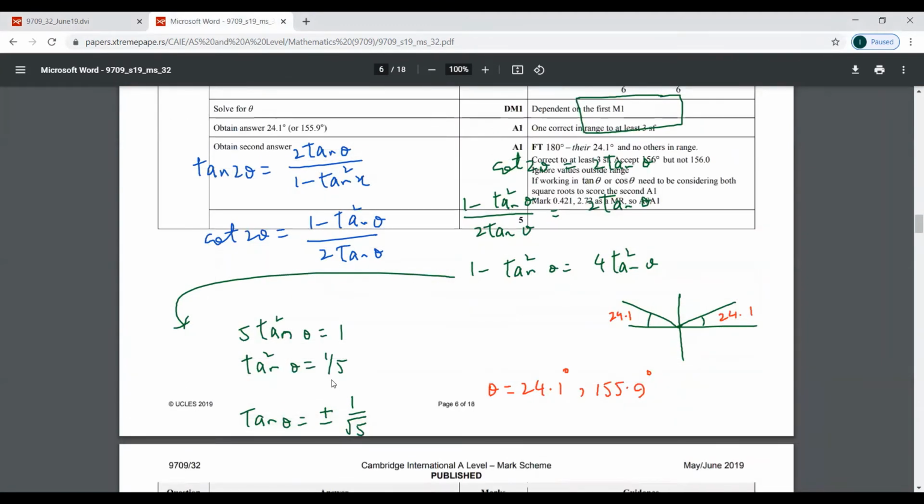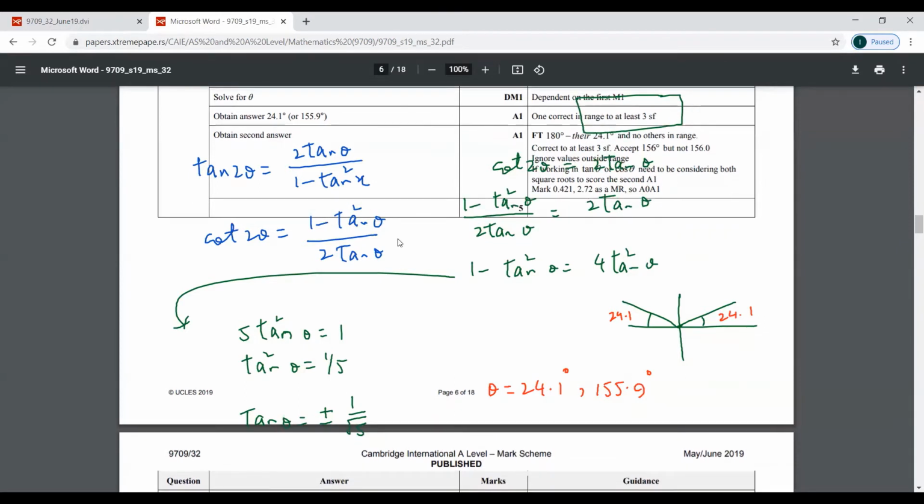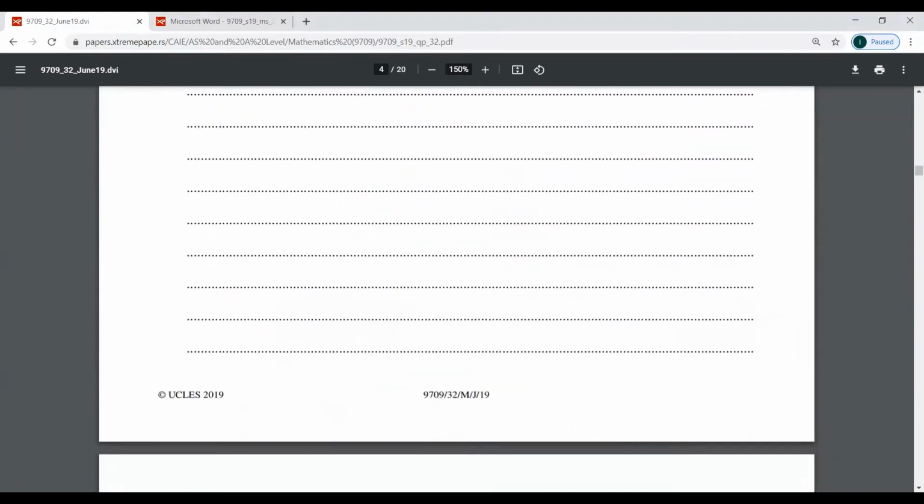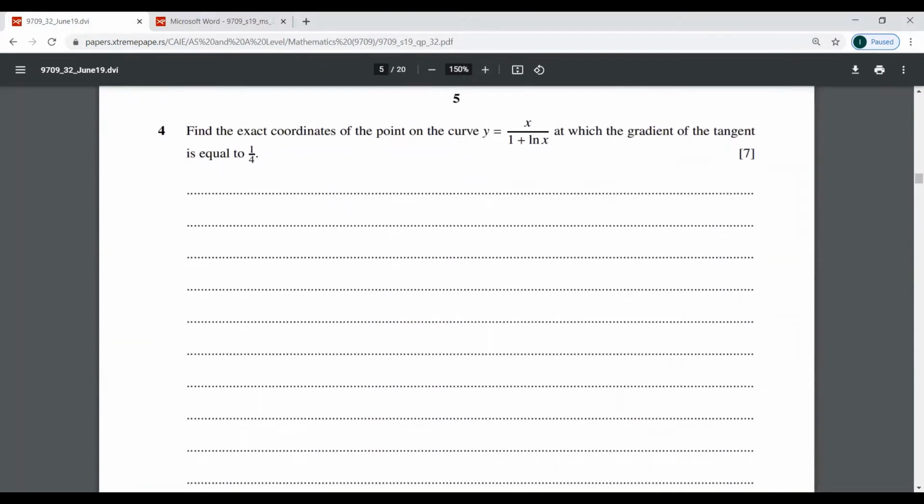So time to check the answer here. These are the two values of this. It has written here 24.1 and then 155.9. So we have to obtain the second answer. Okay, so we go back to the paper. I have to clear this. Let's see what's in the fourth question.